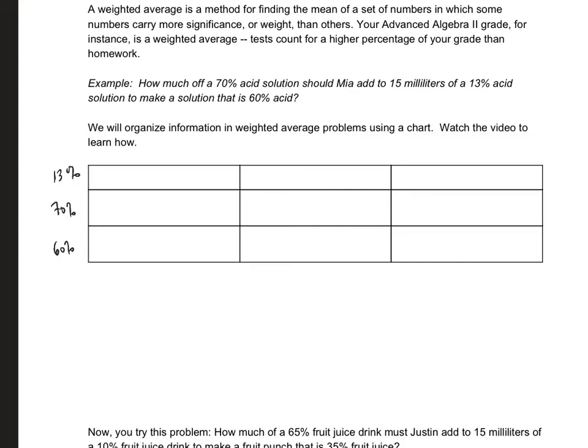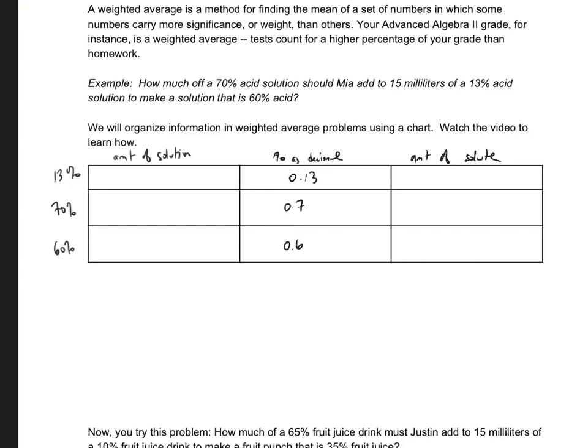Now, the three things that are listed here are going to be the amount of solution, which is the amount of liquid overall, the percentage as a decimal, and the amount of solute, which is the stuff that's actually dissolved into the solution. The decimals we can do really easily: 0.13 and 0.7 and 0.6.